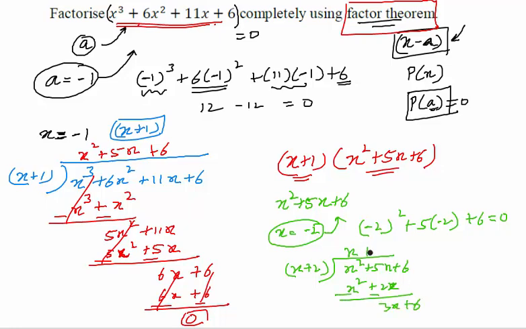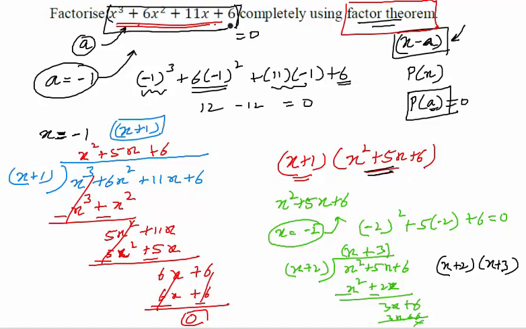So next step, you can take 3 as the multiple. If you take 3 as the multiple, you will get 3x plus 6, and everything will get cancelled out, right? And now your polynomial x square plus 5x plus 6 can be written as x plus 2, the divisor, into the quotient x plus 3, correct? So we have further factorized this quantity x square plus 5x plus 6. So overall, this cubic expression can now be written as x plus 1 into x plus 2 into x plus 3. So this is how we can actually factorize completely using factor theorem.